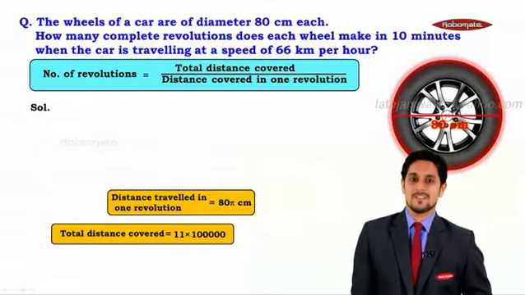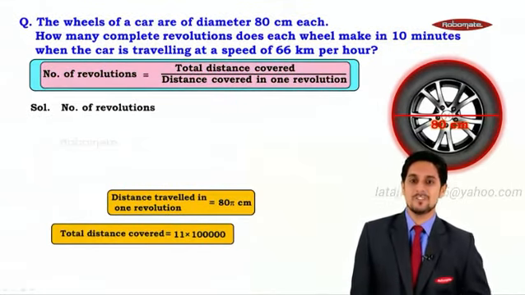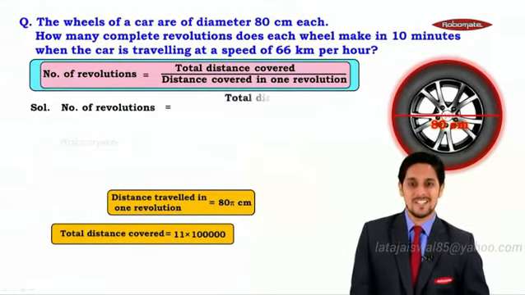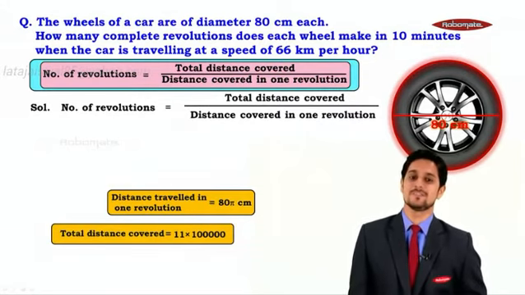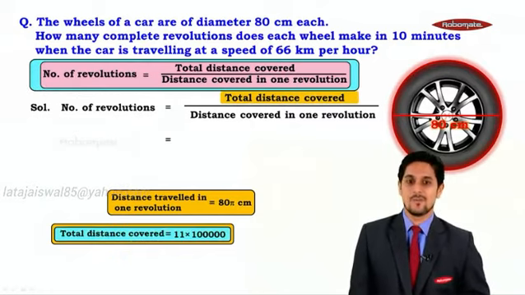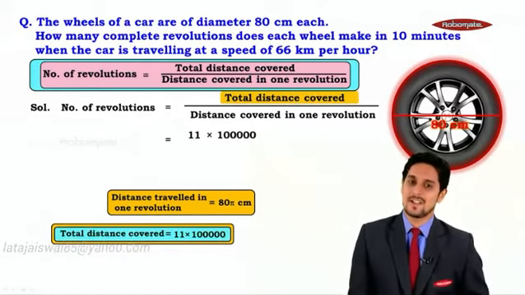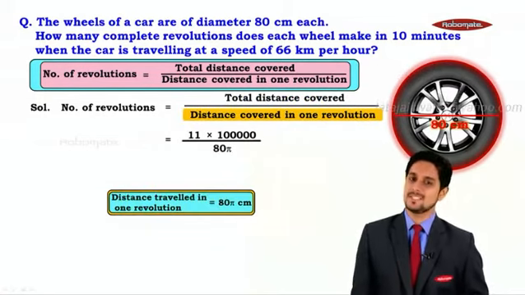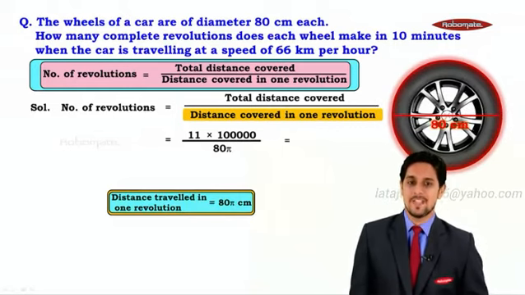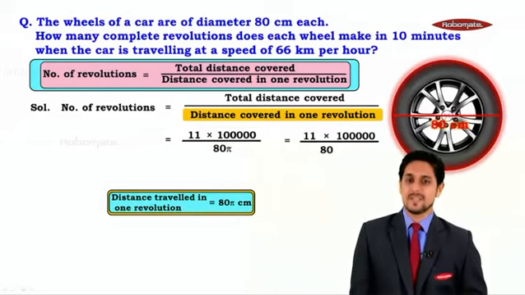So now students, we can find the number of revolutions, which is equal to total distance covered upon the distance covered in one revolution. Let us substitute the values. The total distance covered was 11 into 1 lakh upon the distance covered in one revolution, which was 80 pi. Let us substitute the value of pi. We have 11 into 1 lakh upon 80 into 22 upon 7.